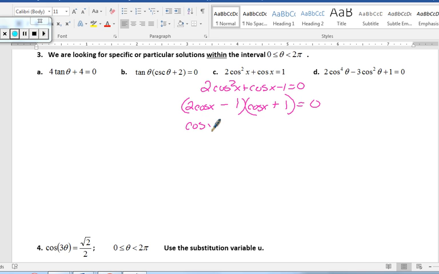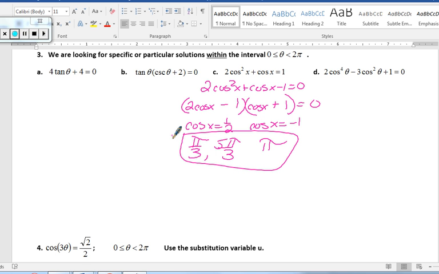So here, cosine x would equal 1/2. Cosine x here would equal negative 1. Where is the cosine of x equal to positive 1/2? That is at pi over 3 and also 5 pi over 3. And where is cosine x equal to negative 1? That would be at pi.